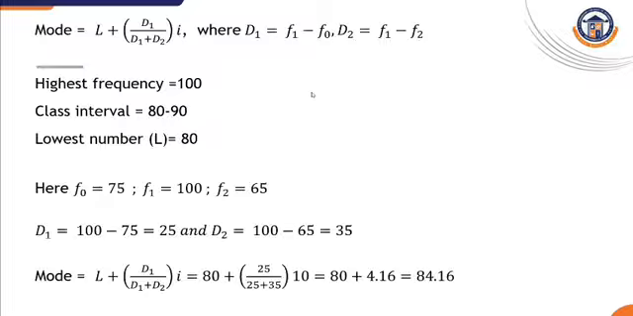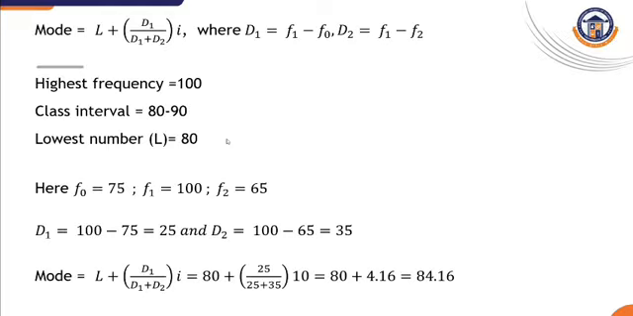Now we substitute in our formula D1 equals F1 minus F0. Here F1 is 100 and F0 is 75, which simplifies to 25. And D2 equals F1 minus F2, so 100 minus 65 equals 35 for our D2 value. We know already that the class interval I is 10, and the lower limit of the modal class is 80.